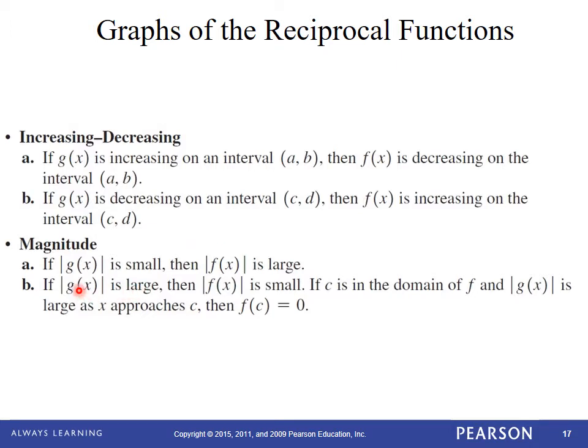All right, and next, magnitude. If the absolute value of g of x is small, then the absolute value of f of x is large. So the smaller the number for the original function, the larger the reciprocal function. And again, this is especially when you have numbers approaching 0, but we'll see those as we take a look at the original functions here.